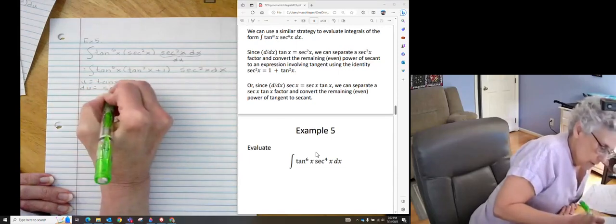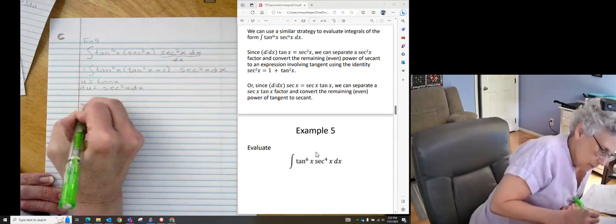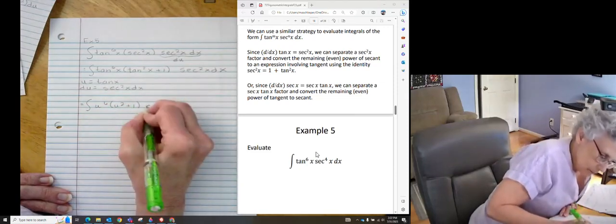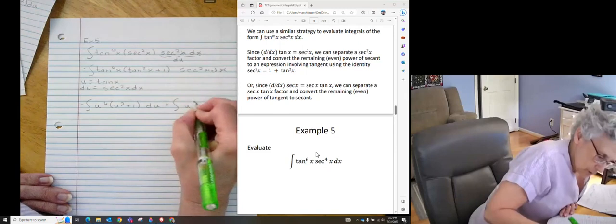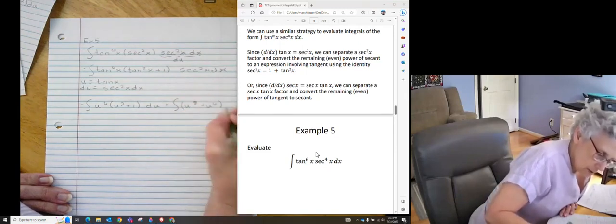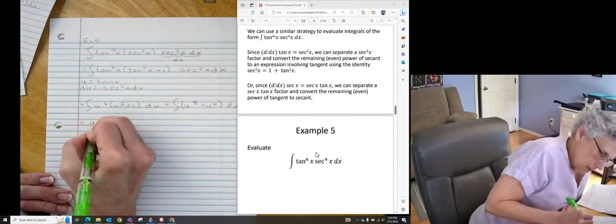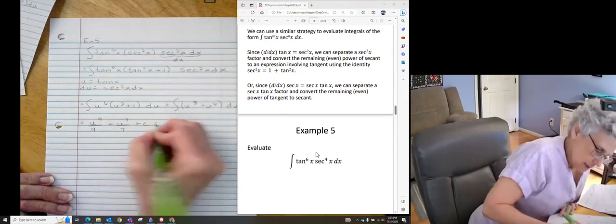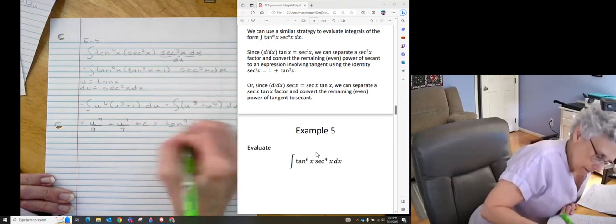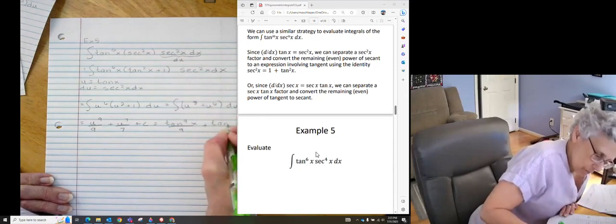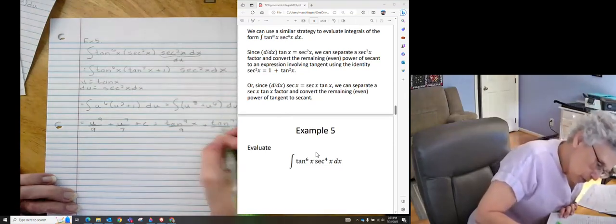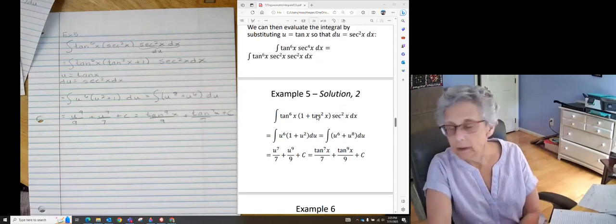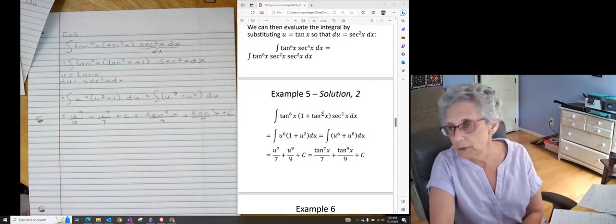Du is secant squared. So what I really have here is u to the 6th power times u squared plus 1 du, which is u to the 8th plus u to the 6th du, which add 1 to the exponent, divide by the new exponent, add c, over 7 plus a constant. And there, I go through it in nice detail for you.